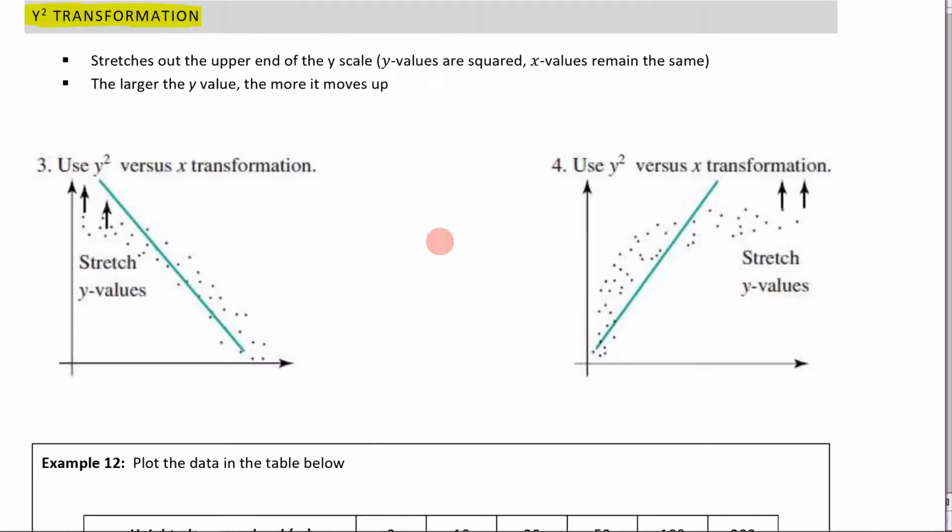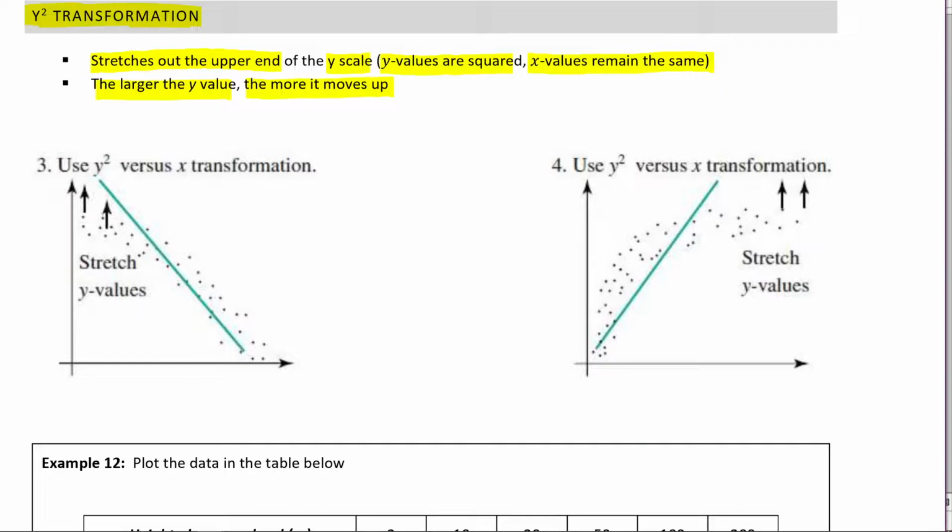So let's read this before us. A y-squared transformation stretches out the upper end of the y scale. The y values are squared and the x values remain the same. So the larger the y value, the more it moves up. Let's look at a few examples here.